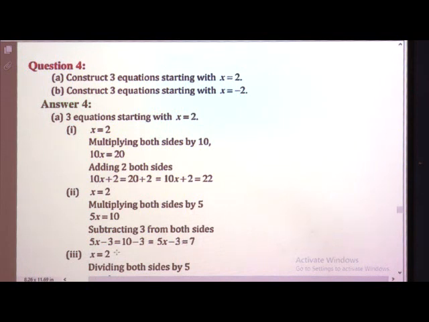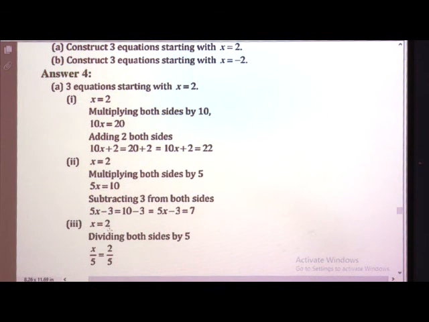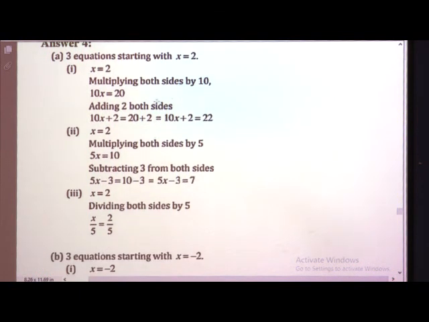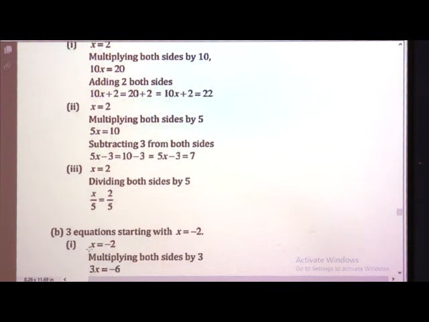Now, x is equal to 2, dividing both sides by 5. We get x upon 5 is equal to 2 upon 5, or we can say 2 by 5. Now we have done division. So I have taken one with multiplication and addition, one with subtraction and one with division. You can have your own example and form an equation for x is equal to minus 2. In this way you have to try to solve the equation.